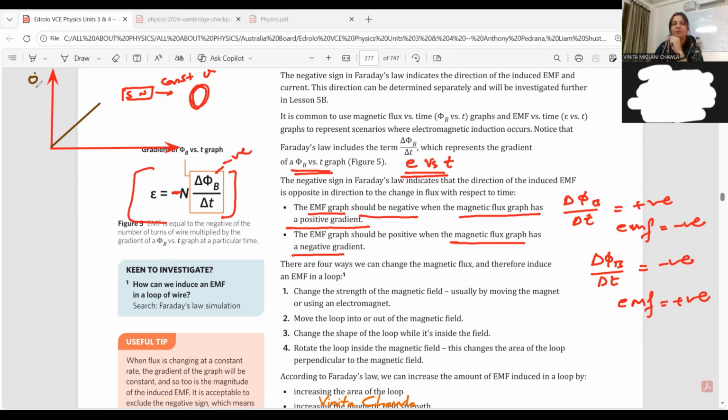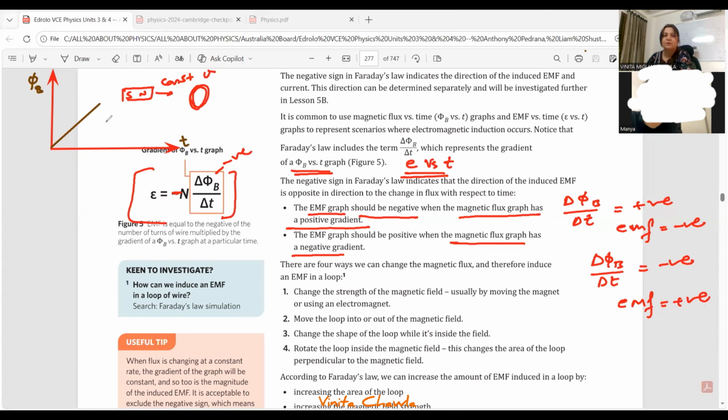This is your phi B versus time graph. If the magnetic flux is increasing at a uniform, constant rate with time, then we draw a straight line graph. So this indicates that magnetic flux is changing with time, but changing uniformly, at a constant rate. And because here you can see del phi B by del t is positive, the EMF is negative. And because we are getting a constant value of del phi B by del t in this case, we'll get a constant EMF.